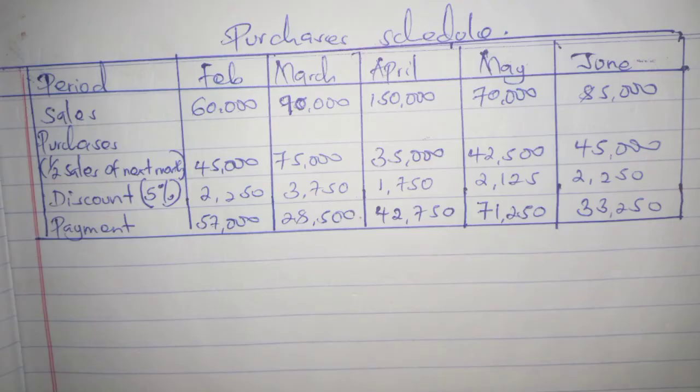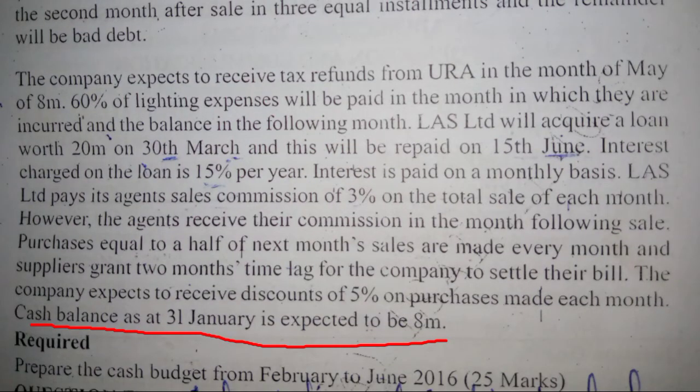In April, we shall pay the debt of February. In May, we shall pay the debt of March. And in June, we shall pay the debt of April. Then lastly, they said cash balance as at 31st January is expected to be 8 million. So the closing balance for January will become the opening balance for Feb. And required, they want us to prepare a cash budget from Feb to June for 2016. So we are preparing a cash budget for Feb, March, April, May, and June.